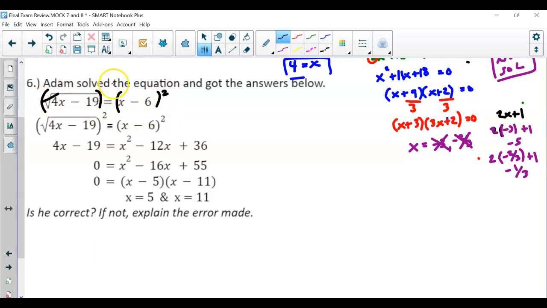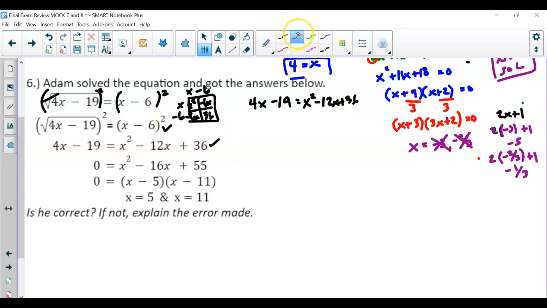So now they cancel out, and I've got 4x minus 19 is equal to, now this is box method, I've got x minus 6 times x minus 6, which here, x squared and negative 6x, positive 36. So here I've got x squared minus 12x plus 36. So does that match? Yes. So far, so good. Then we're solving a quadratic, and quadratics have to equal 0.